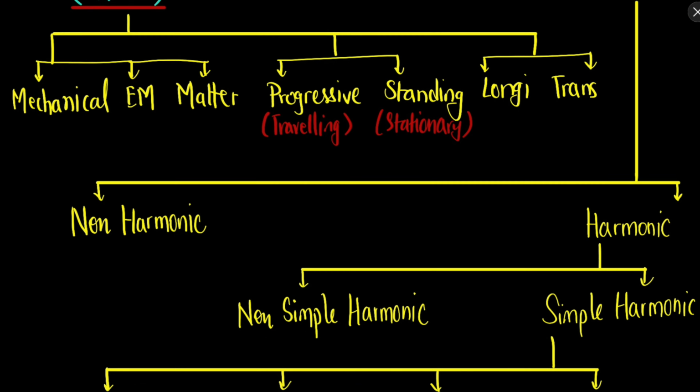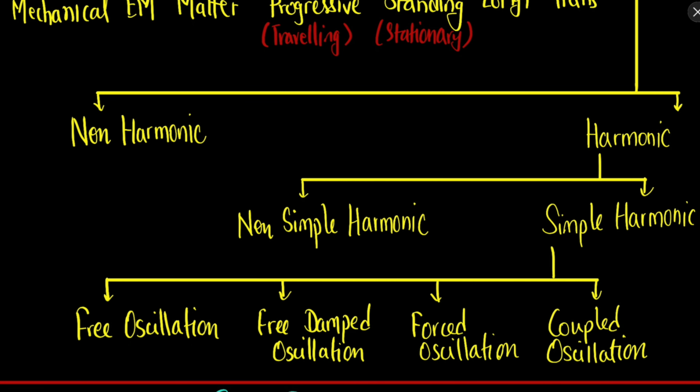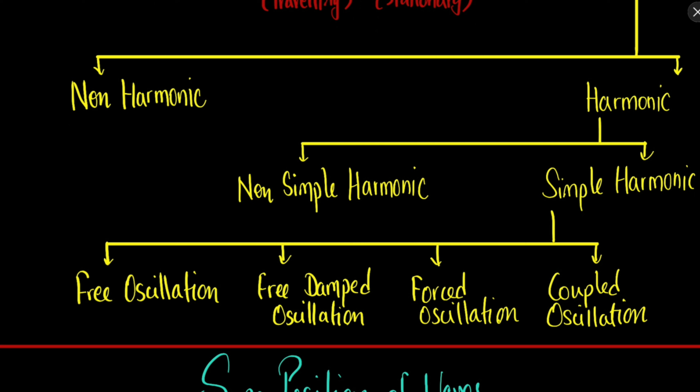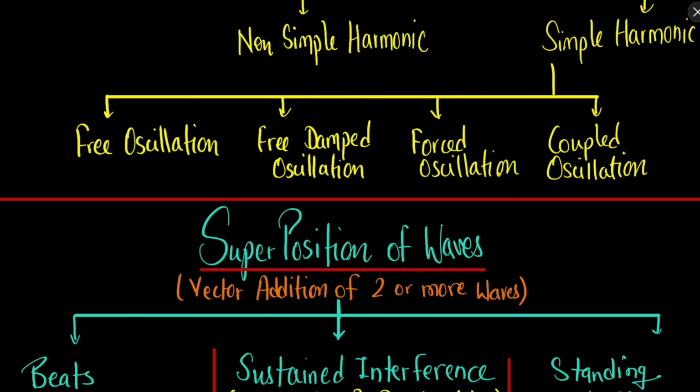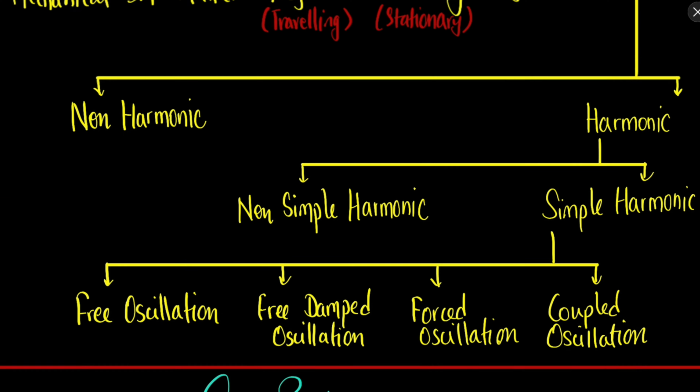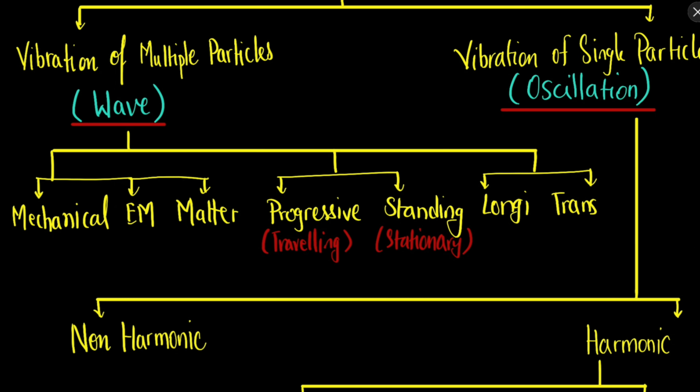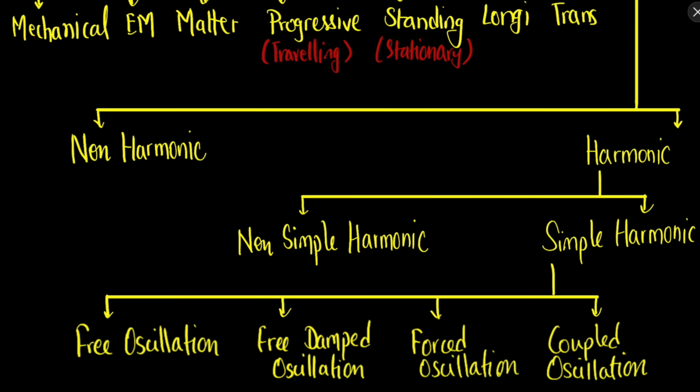Similarly, oscillation can be of two types: non-harmonic oscillation and harmonic oscillation. Harmonic oscillation is again of two types: non-simple harmonic and simple harmonic motion. When we talk about simple harmonic motion, we again have four types. First, the simple harmonic motion can be free oscillation, or it can be free damped oscillation, forced oscillation, or a coupled oscillation. Now we have discussed all these things in brief in the previous lectures.